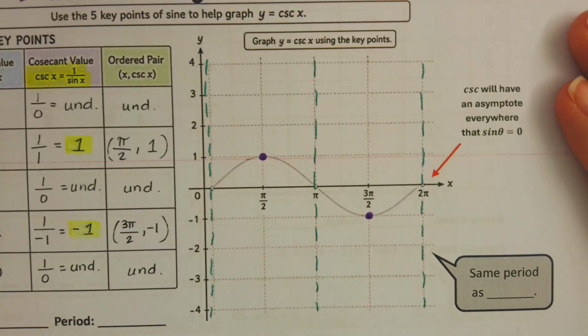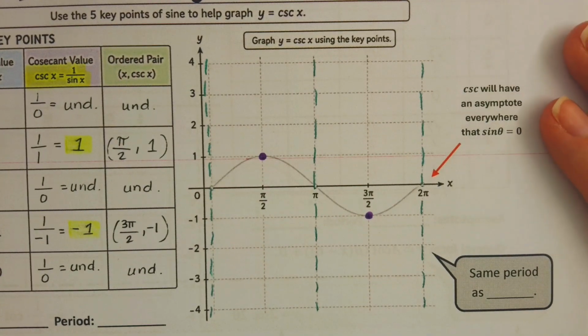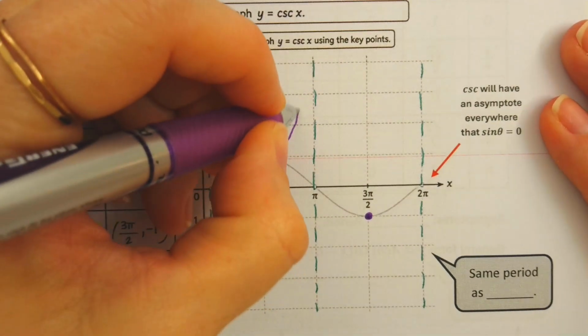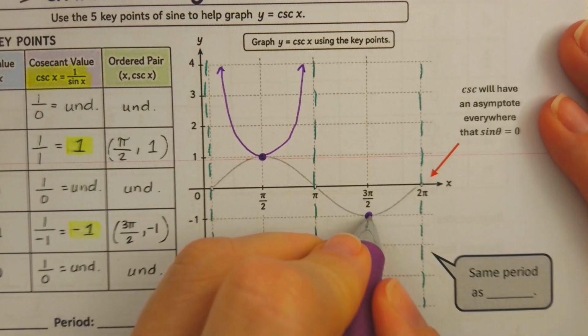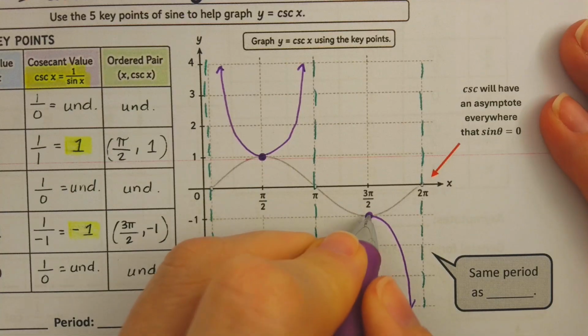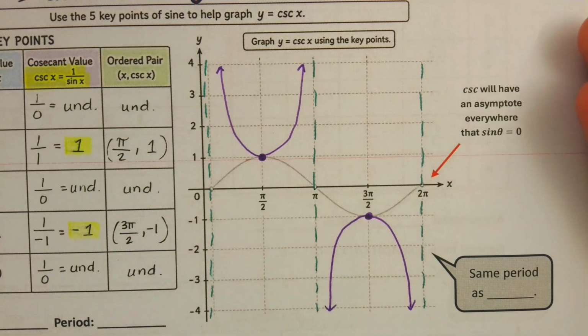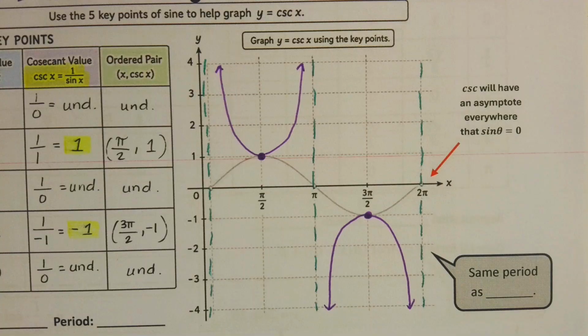So what this will actually look like, in between these asymptotes, you'll have one branch that's a U-shape going upwards, and then on the other side, a U-shape going downwards. And that is the graph of cosecant. This pattern would repeat over and over. If you had more of the x-axis to see, you could do the same pattern again: upwards facing, downwards facing, upwards facing, downwards facing.